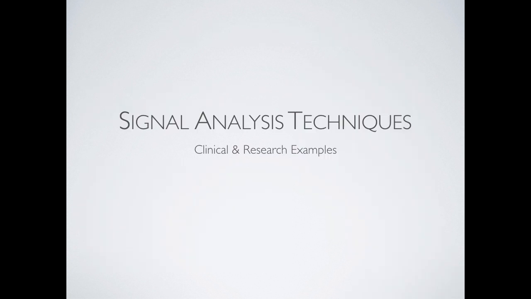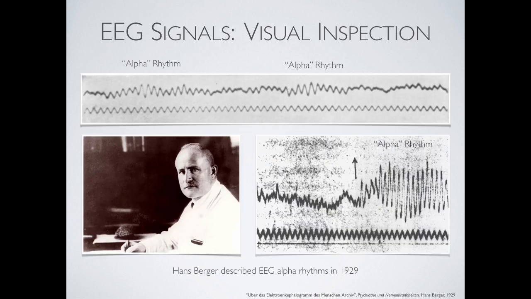There are a few different ways that we like to look at EEG signals, and I think they map nicely onto some distinct clinical and research examples of what we use them for day to day. The first is just visual inspection. This is a picture of Hans Berger, who first described something called the alpha rhythm, which you see at the top and here on the right. This is an EEG signal from 1924, then reported widely in 1929. So almost a century ago, we were looking at these signals.